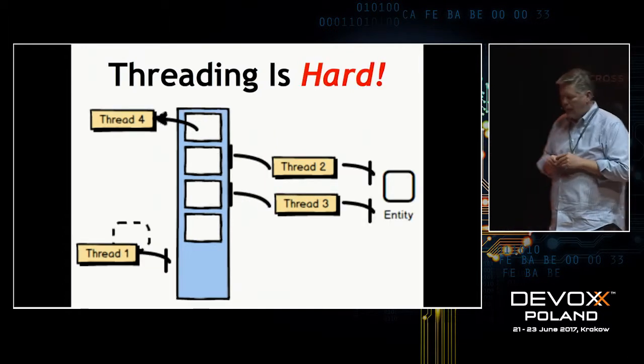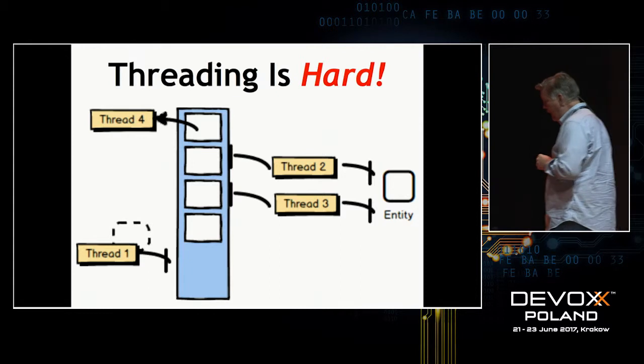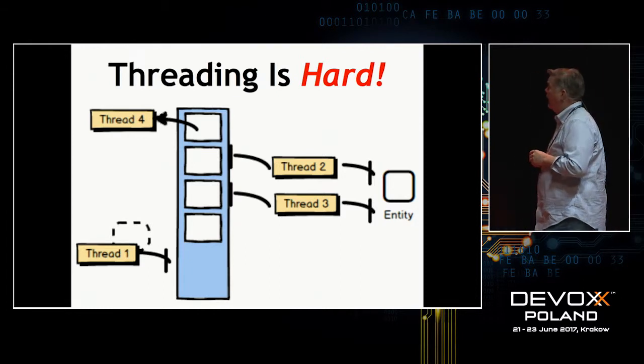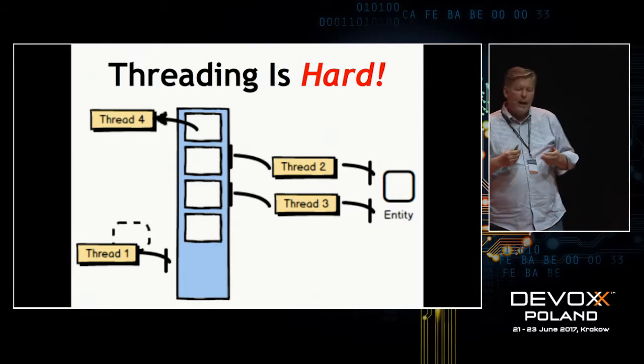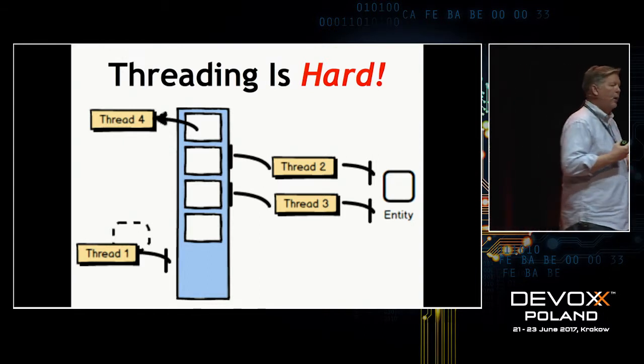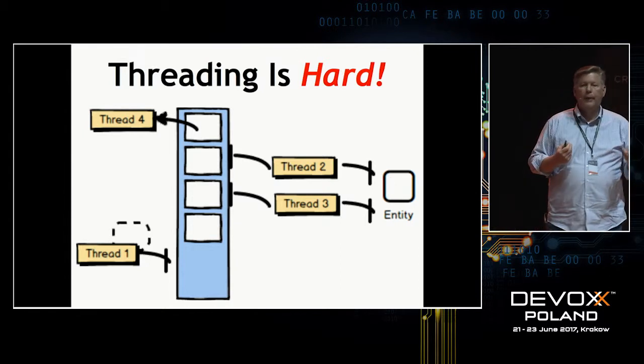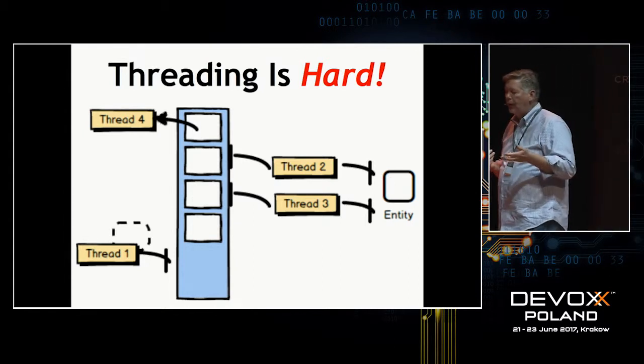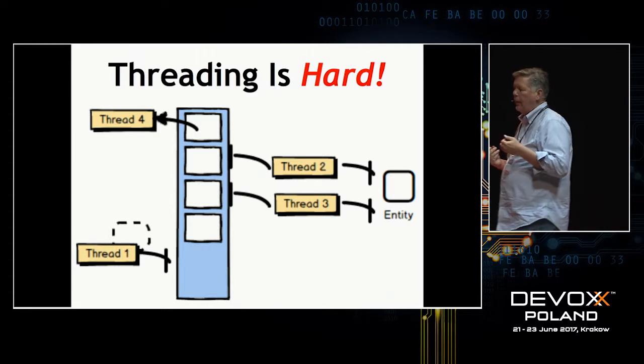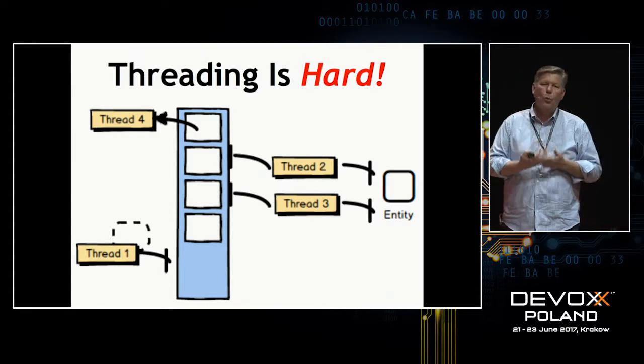Actually, what happens with this kind of design before we know it is that we realize that sometimes the thread that feeds the work queue cannot operate fast enough to keep up with the threads that are taking work out of the queue.